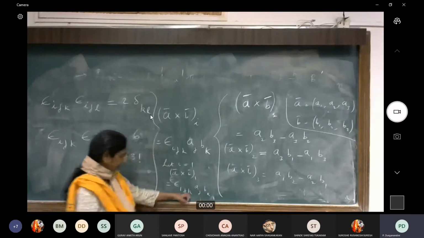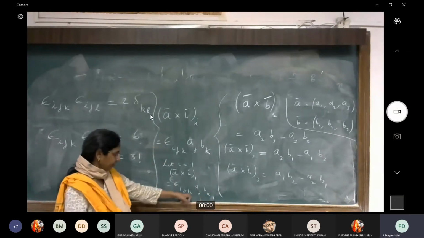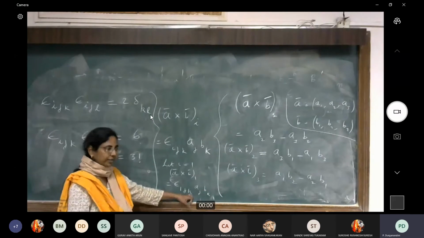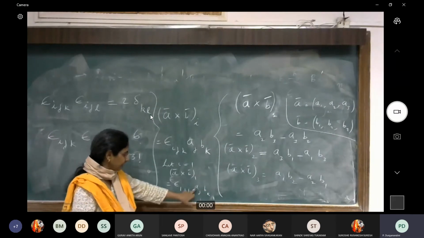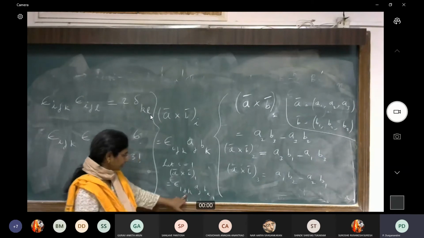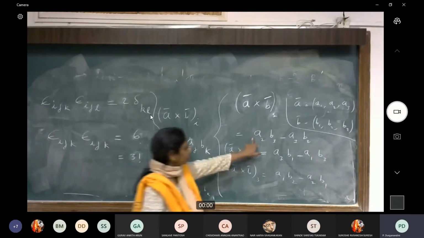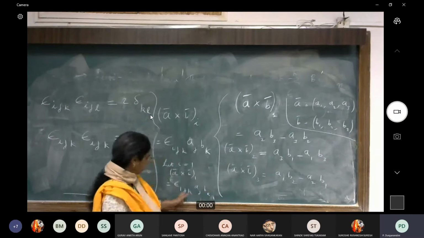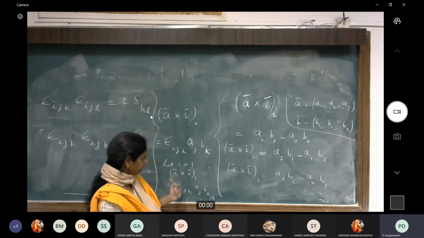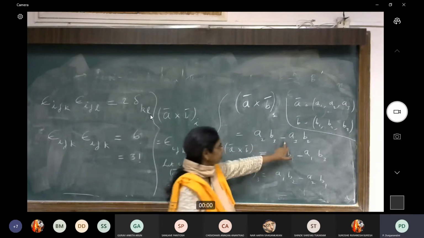So if J and K are 2 and 3, because now J and K can only be 2 and 3, I cannot get anything else. Either it will be 2, 3 or 3, 2, nothing else can come. So if it is 2, 3, then I'll get A2, B3, and epsilon 1, 2, 3 is plus 1, so I'll get a plus sign here. If it is 3, 2, then I'll get 1, 3, 2, but that's an odd permutation from 1, 2, 3, so I'll get a minus.